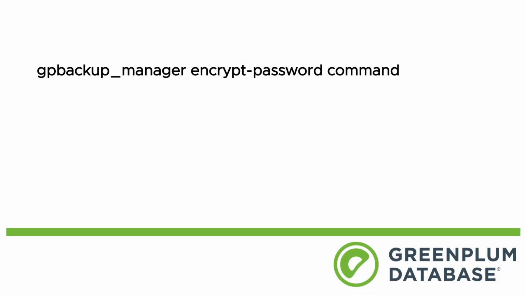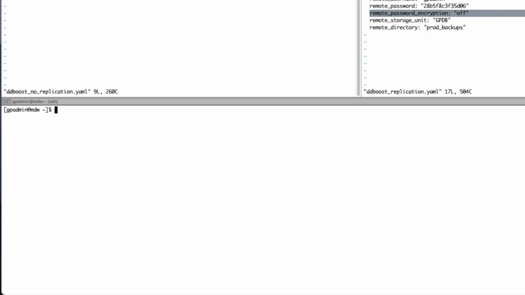We'll now use gpbackup_manager to actually encrypt the password. So the command is gpbackup_manager encrypt-password, and you're going to point to the plugin configuration file that you're going to use. And gpbackup_manager will read that file to determine how many passwords it needs to encrypt, whether it's just the primary or the primary and the replica site.